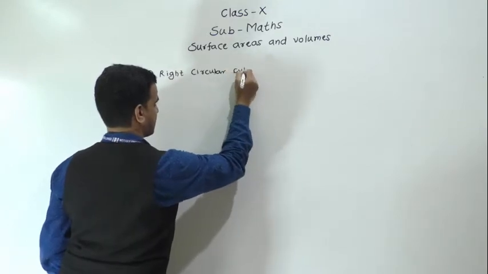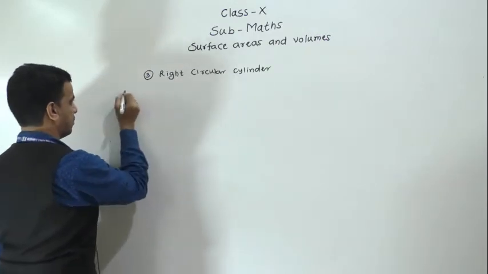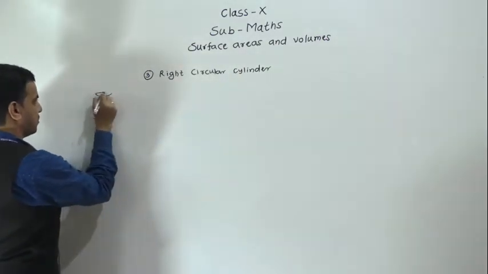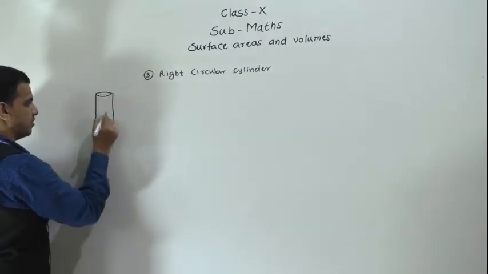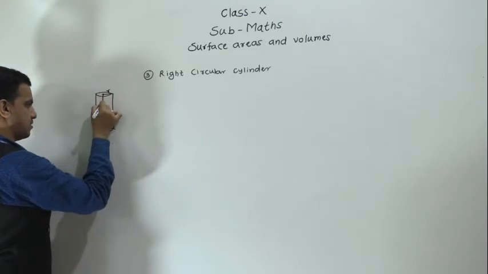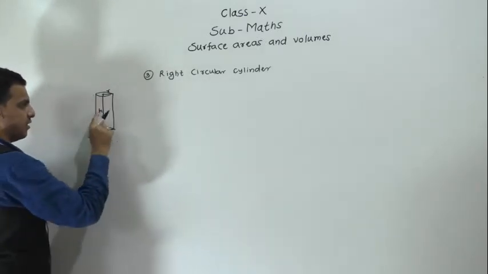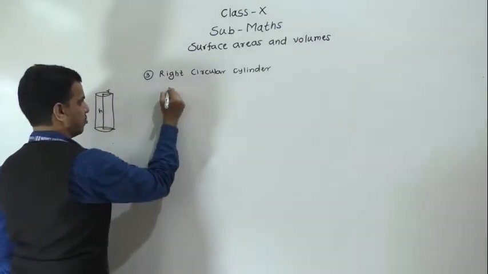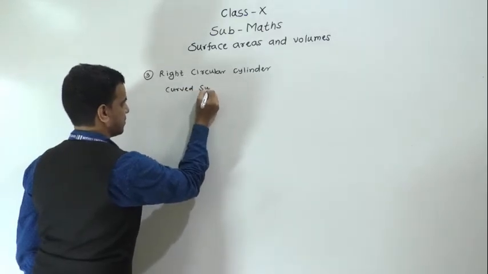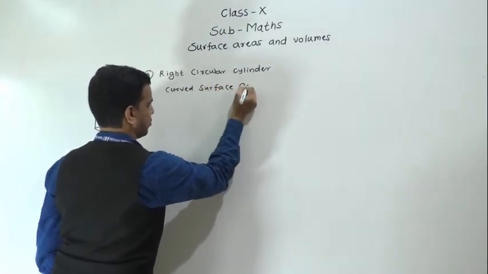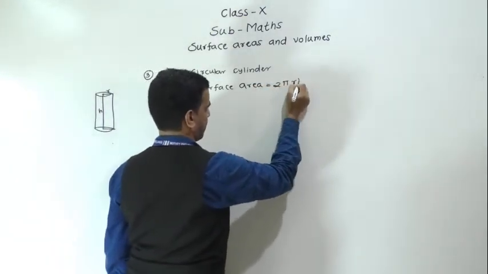Right circular cylinder. Okay, so for this one, you can draw this figure. This is r, this is h. Two circular faces are there and one curved face. So the curved surface area, that is CSA, of cylinder is equal to 2 pi r h.